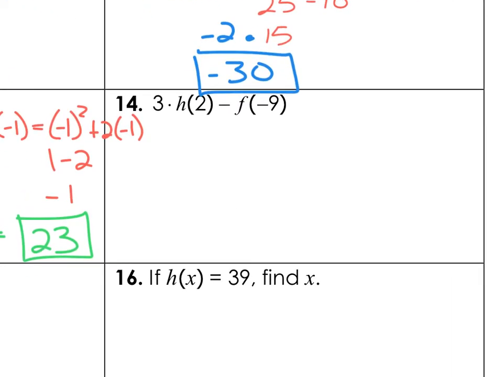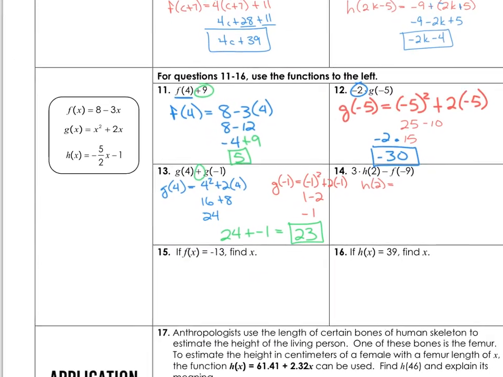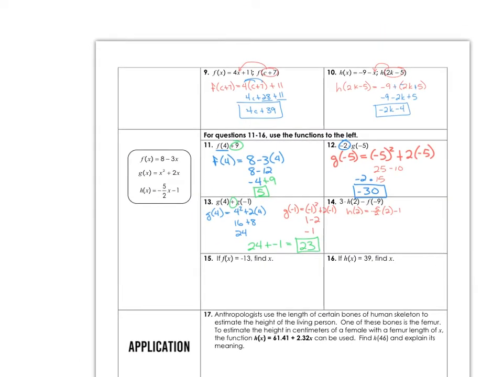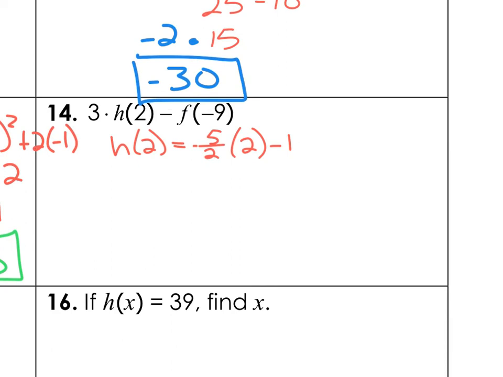So it looks like we've got two different things going on. We've got 3 times h of 2 and f of negative 9. So what we're going to need to do is first, or I guess we could do this out of order, but what I'm going to do is figure out what h of 2 is. Okay? H of 2 would be negative 5 halves, there's a negative out in front of there, times 2, and then subtract 1. Okay, that's what it was, minus 1. So let's figure out what h of 2 would be. Now, these 2's would cancel, and that ends up giving us negative 5 minus 1, which is negative 6. Okay, so h of 2 is negative 6.